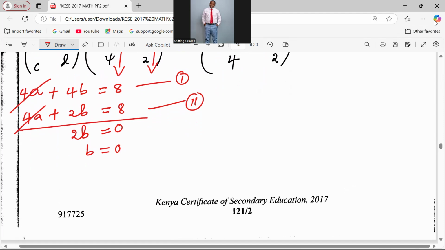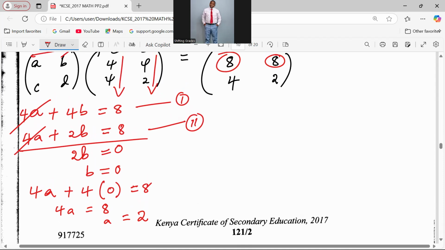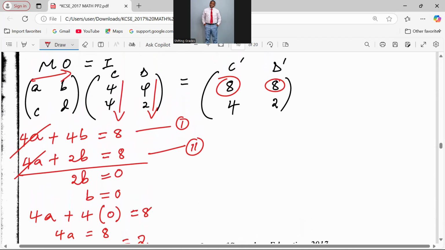When we get the value of B, we can still get the value of A by saying 4A, according to equation 1, plus 4 times 0 equals 8. So 4A equals 8, and the value of A becomes 2. So we have A as 2 and B as 0.